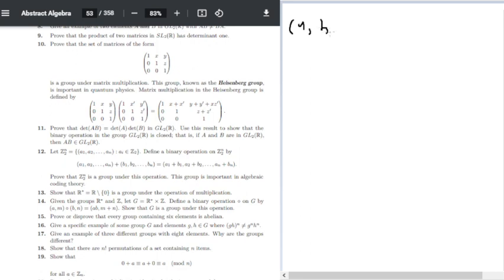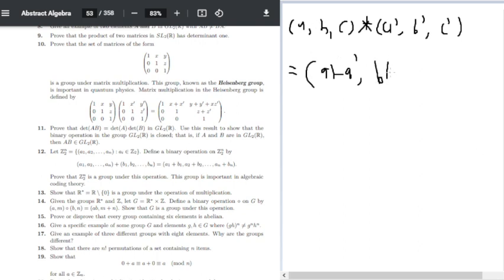(A, B, C) star (A prime, B prime, C prime), which is equal to, what do they write it as? A plus A prime, B plus B prime plus AC prime, C plus C prime.